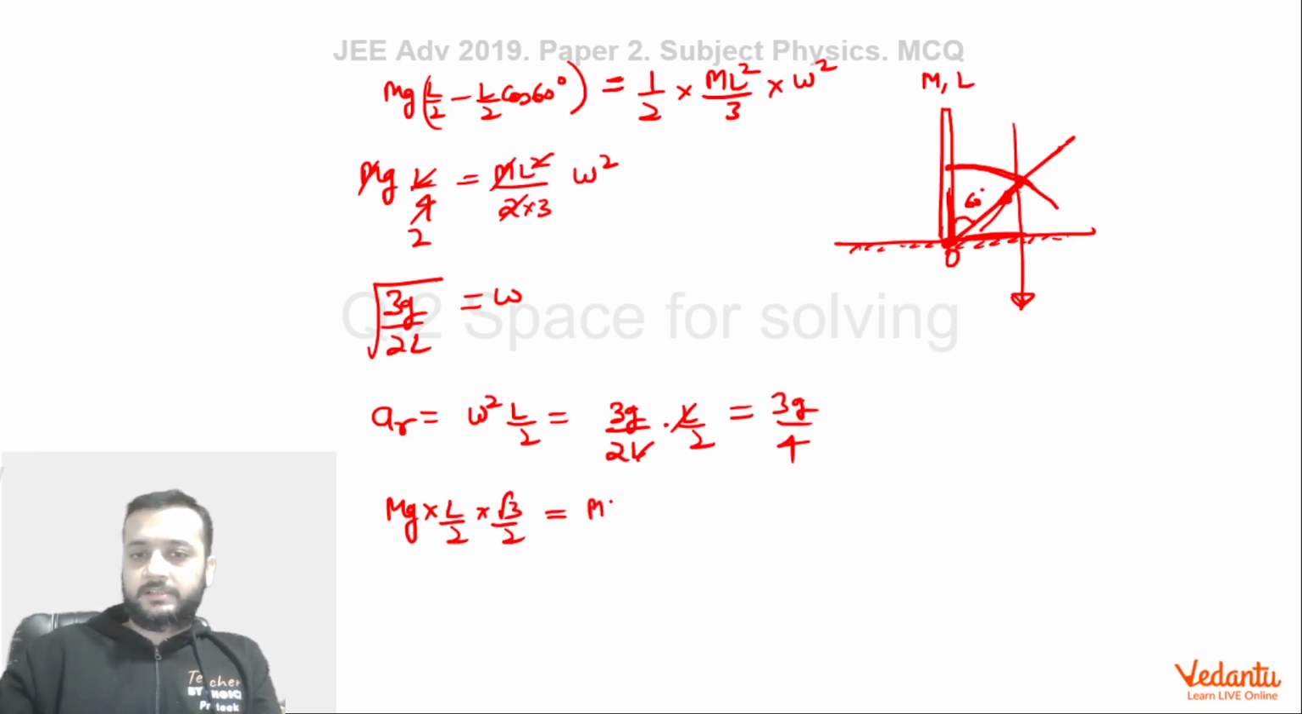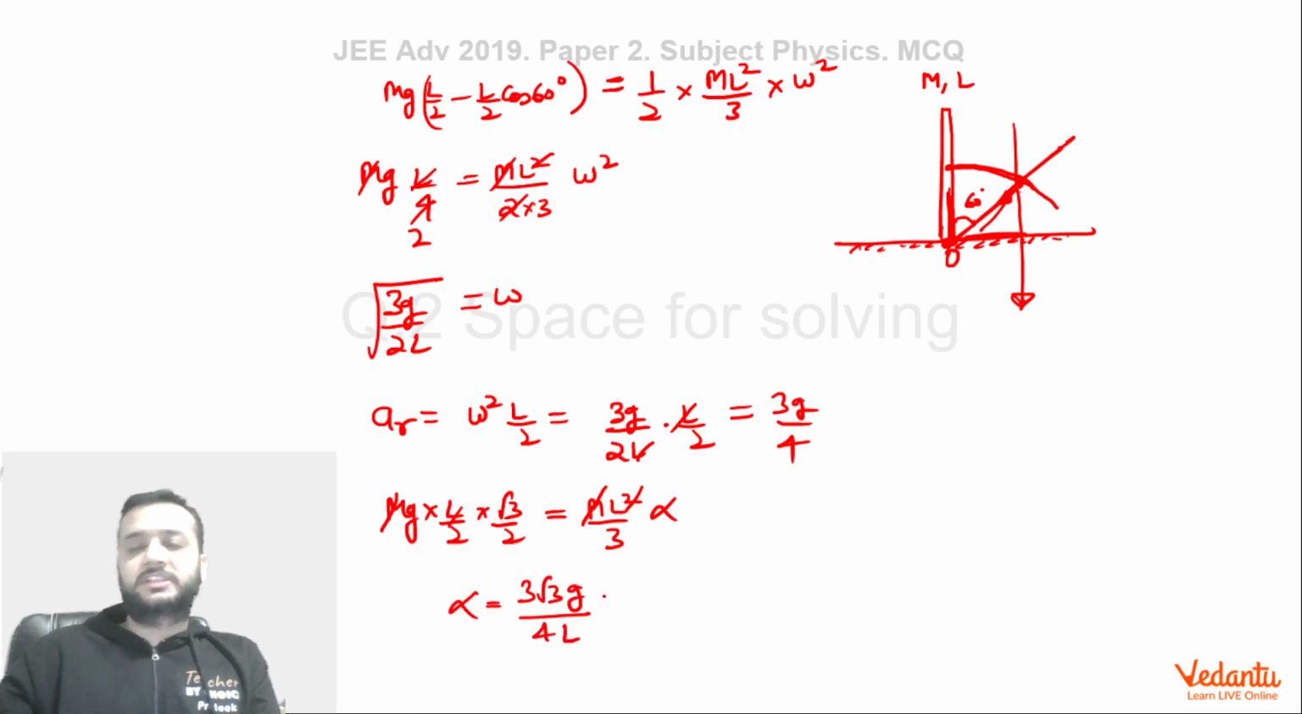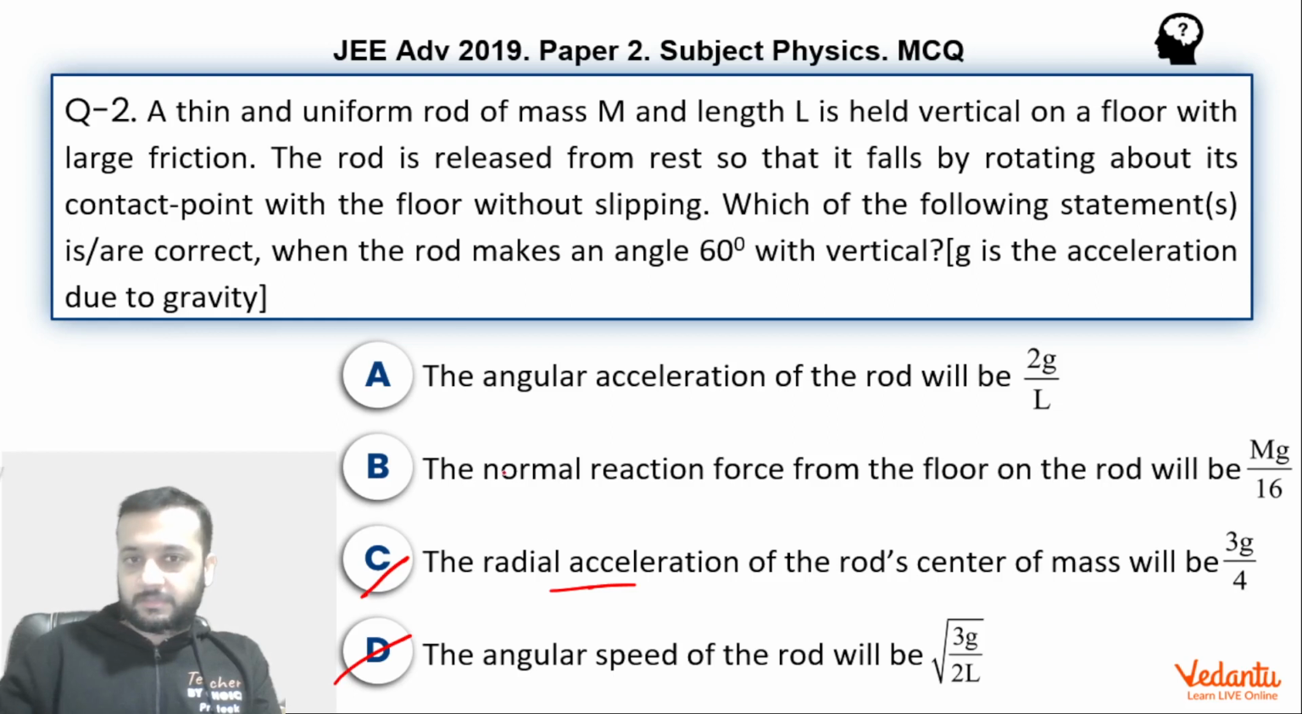Moment of inertia is again ml square by 3 into alpha. So m and m will be gone, L and L will be gone. So alpha becomes how much? 3 root 3g by 4L. So this is the value of the angular acceleration. So this doesn't match with option A, so hence it is wrong.